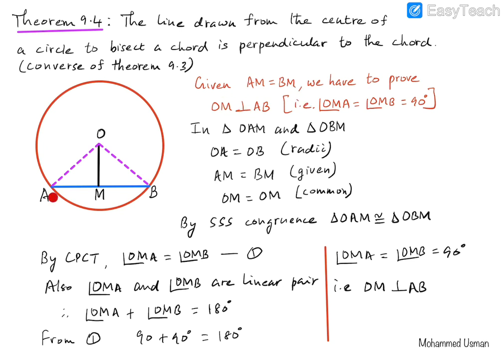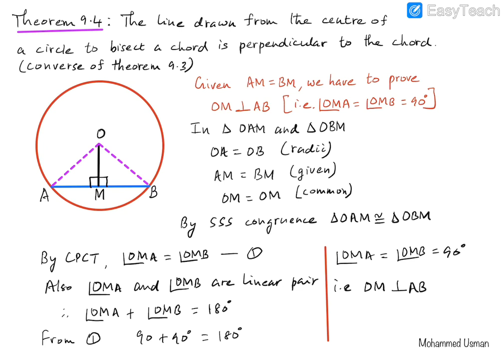We were given that the line OM bisects the chord AB, so AM equal to BM was given to us, and we had to prove that OM is perpendicular to AB, which is what we have proved here. Since OMA, which is this angle here, and OMB, which is this angle here, are both 90 degrees, this is perpendicular and this is also perpendicular. So we have OM perpendicular to AB. Hence we have proved this converse of the previous theorem as well.